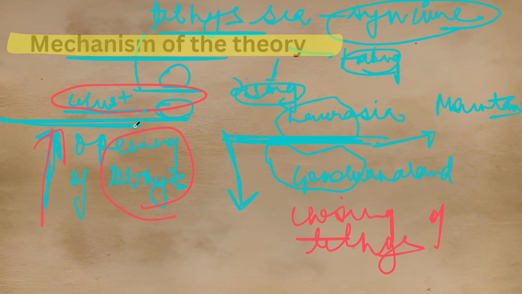When the convective currents move downwards, it leads to the closing of these two lands or parts which are separated, and when they come together, the pit that is present between them converges and forms the mountains.